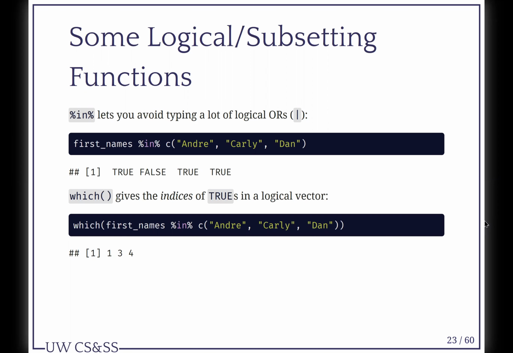Okay, the which function gives us the indices of truths in a logical vector. So we could say which first names %in% Andre, Carly, and Dan. So this is how we would get those elements that we're interested in. Recall earlier, I was like, how am I supposed to know for a different vector what elements I want? I just put in 1 and 4 because I already knew. But here, we can use which to get a vector with the elements of interest for their indexes.